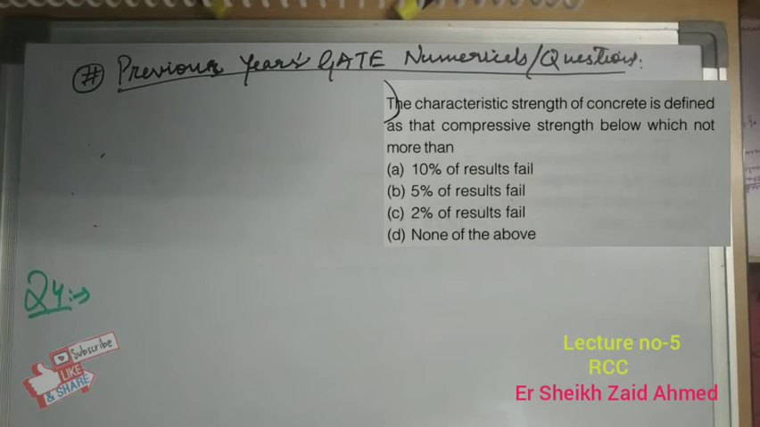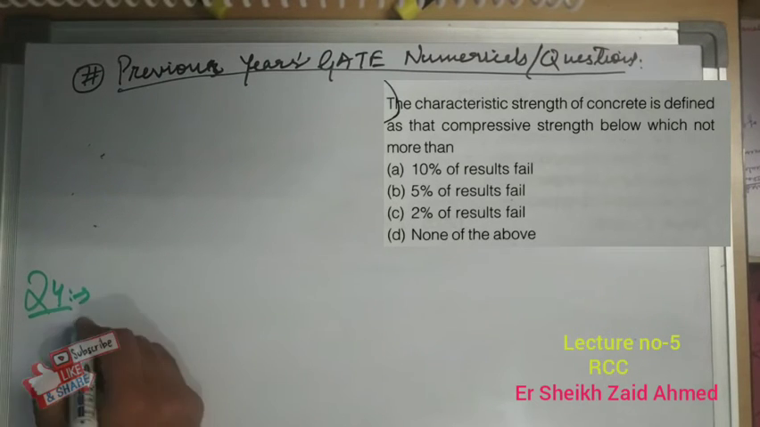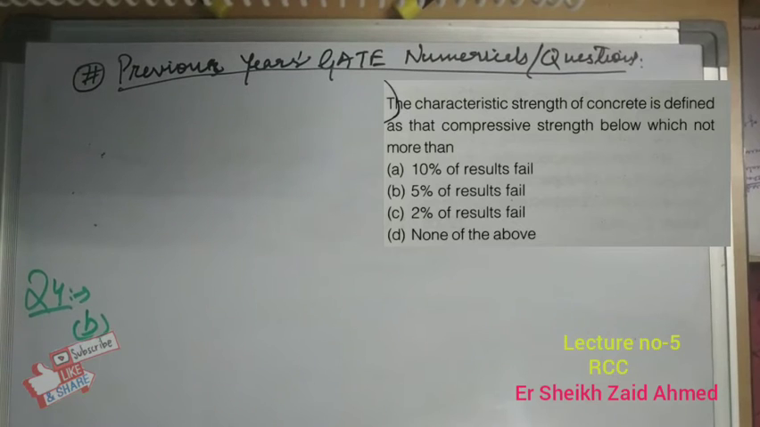As I already explained to you in the very first lecture, the characteristic strength of a concrete is defined as the compressive strength below which not more than 5% of test results fail. So our option B is correct.